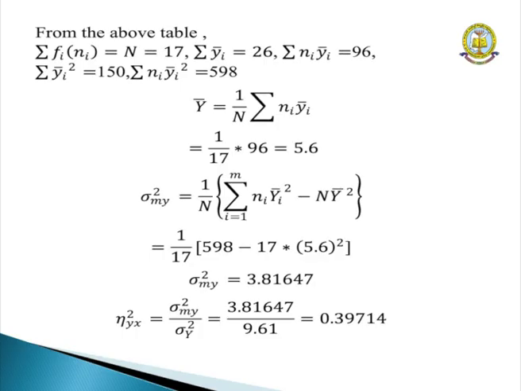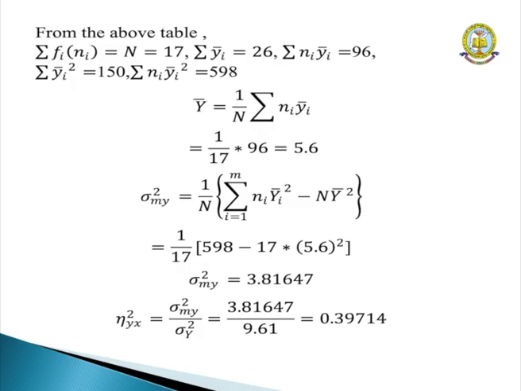Now we have everything to calculate sigma square my. What is the sigma square my formula? 1 by n, and n is 17, so 1 by 17, of the summation of n i y bar i square, which from the above table is 598, minus n into y bar square, which is 17 into the y bar square. What is the y bar square value? 5.6 squared. We substitute these values here. On simplification, we get sigma square my equal to 3.81647. Keep this in mind. Now we need to find another value, sigma square y, which we already have. So we substitute these two values in our known formula. That is y on x, sigma square my divided by sigma square y.